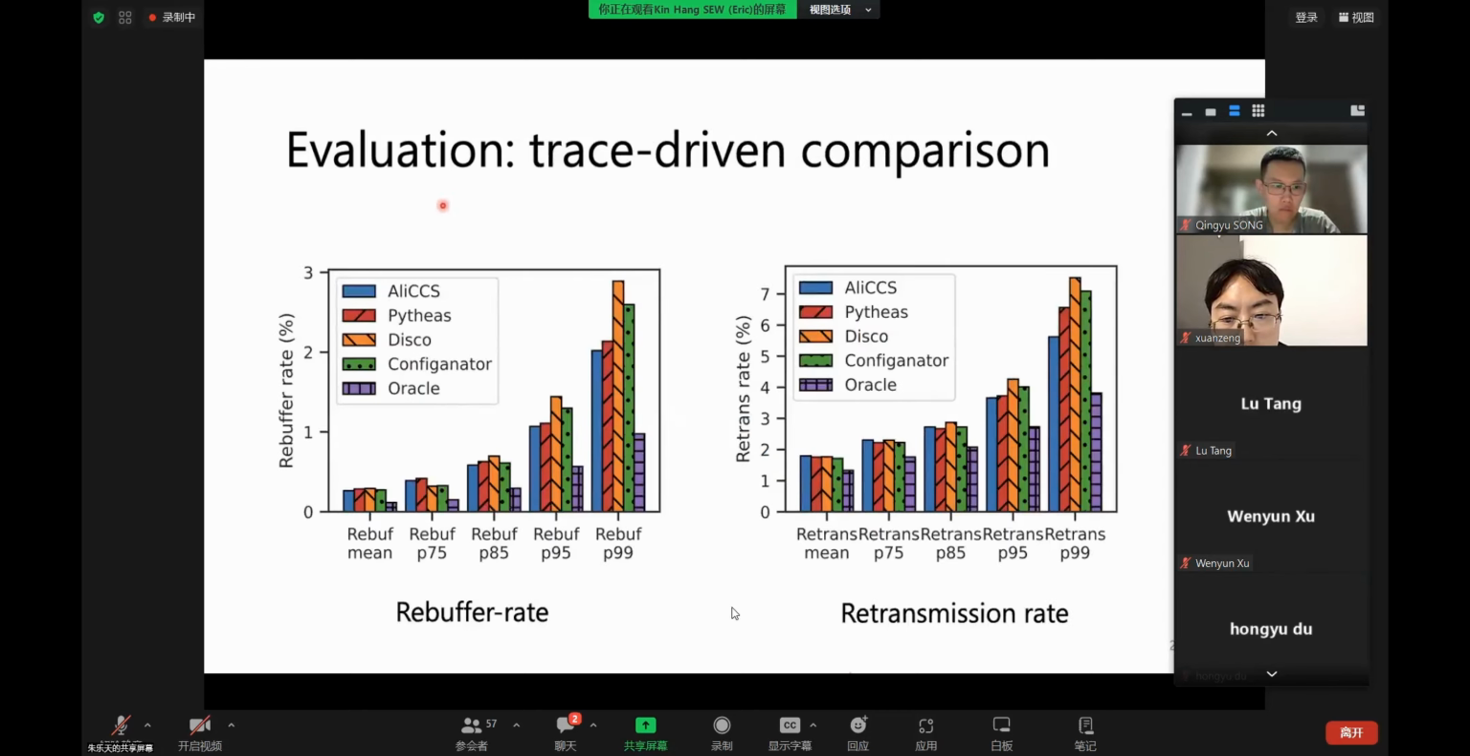Another evaluation is a trace-driven comparison. The authors compare RCCS with other state-of-the-art methods. From the low percentile rebuffer rate results on the left, it shows that RCCS performs similarly to other methods. However, in terms of poor conditions, RCCS actually performs better compared to other methods, except Oracle, which is the theoretical upper bound. As you can see from the bars, RCCS has a lower value compared to the other state-of-the-art methods. So RCCS is performing better than them.